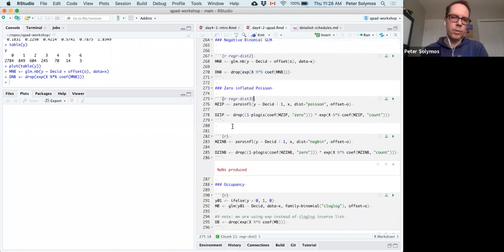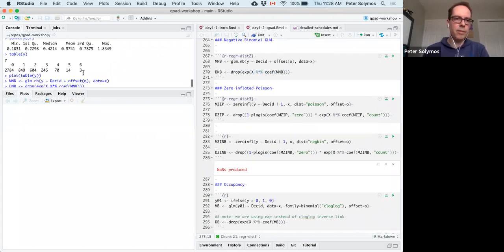So when we want to do zero inflated Poisson, again, looking back to these counts, we have far too many zeros. Some of that is likely to come from detection error, but maybe it's a true zero, species is just not there.